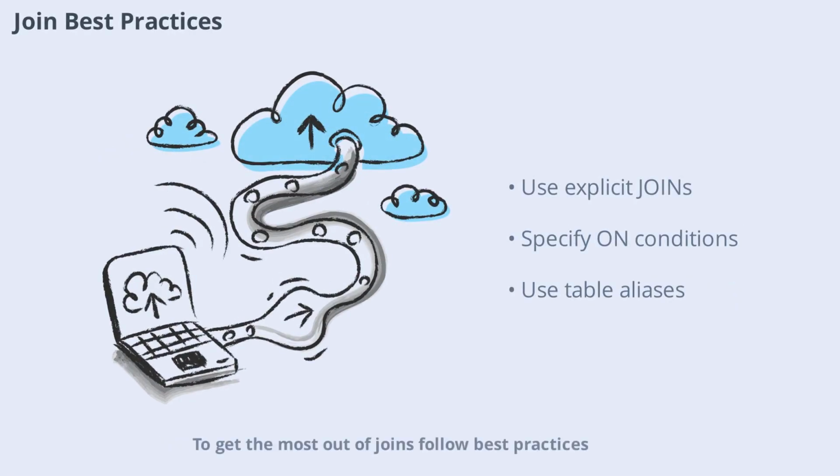To get the most out of joins, follow best practices. Always use explicit join syntax, clearly specify your ON conditions, and avoid ambiguous column names by using table aliases. This makes your queries easier to read and maintain.